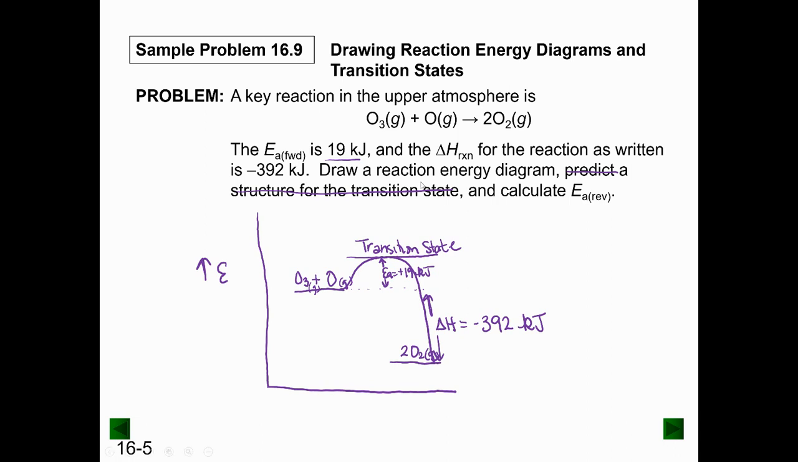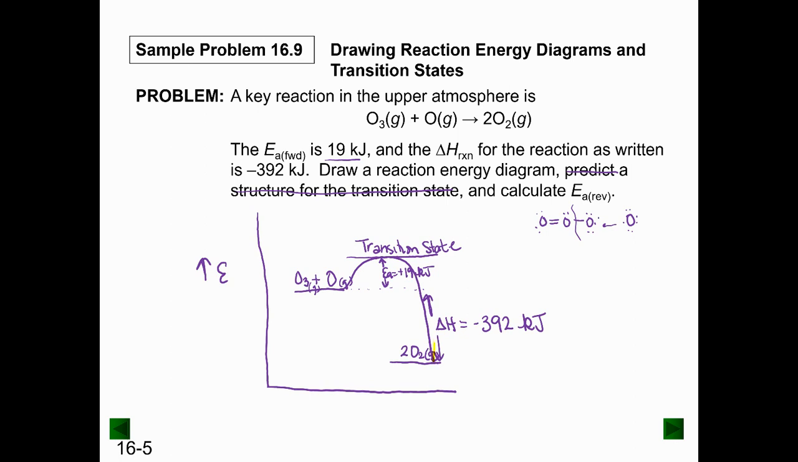I know I crossed off predict a structure, but here's ozone structure, and you're adding an O atom. So the transition state is going to be sort of that middle point between where this bond forms and it breaks off, right? There's going to be somewhere in that middle, gray area. And then lastly, it's asking us what's the activation energy for the reverse.